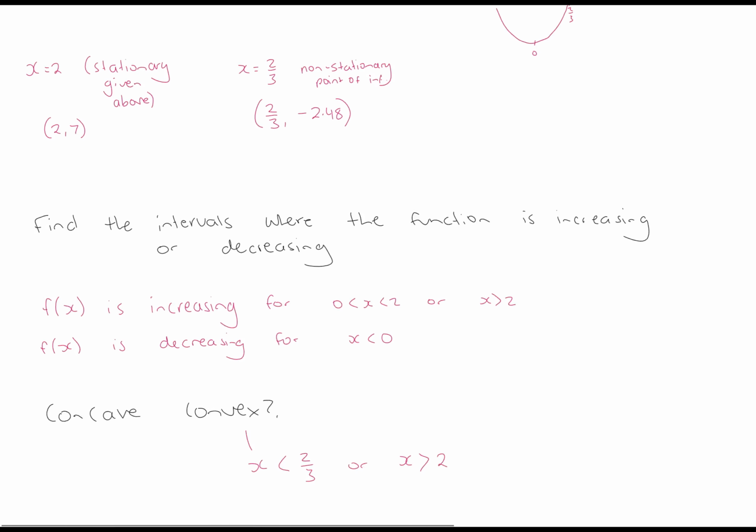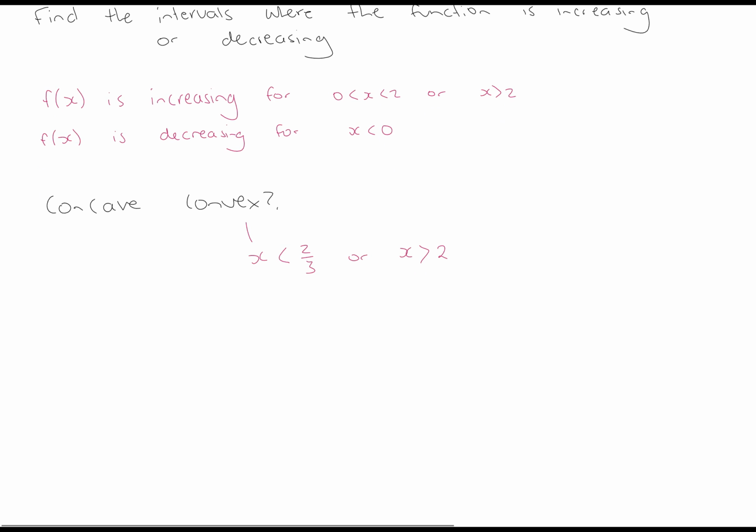The reason we don't use "and" there is because we're not saying x has to be both those things at the same time. We're saying when x is less than 2/3 or when it's greater than 2, the graph is convex. And for concave, that was when x was between those two things.